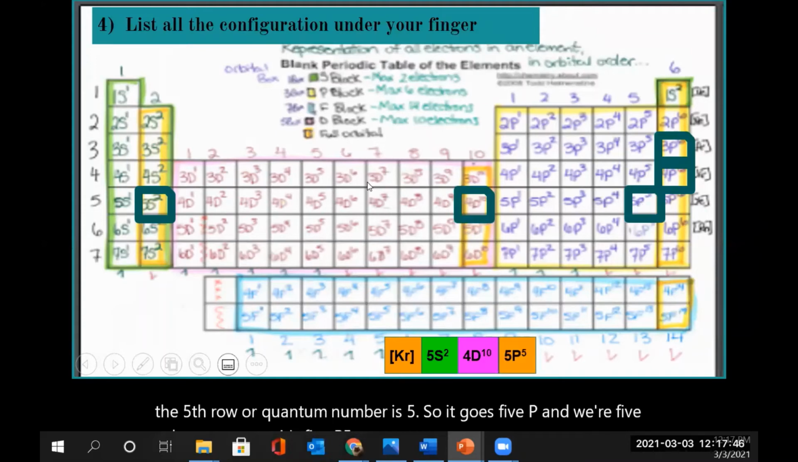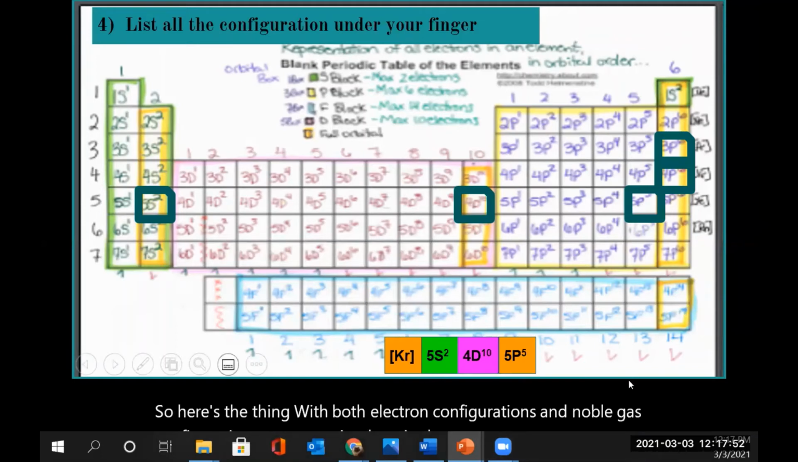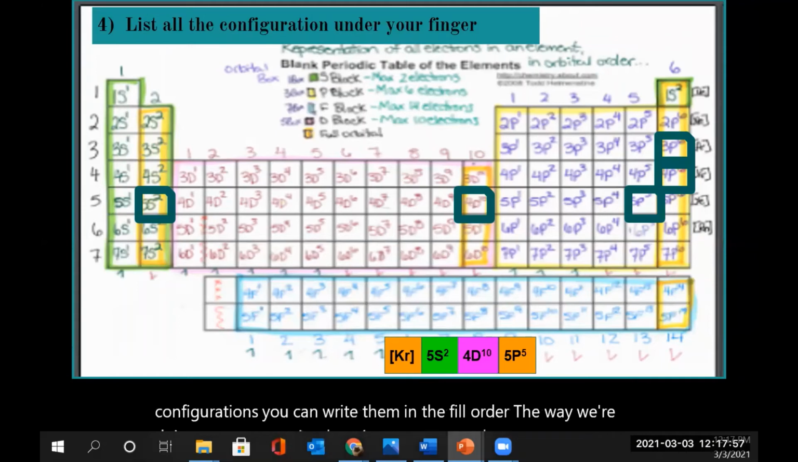Here's the thing with both electron configurations and noble gas configurations. You can write them in the fill order, the way we're doing, or you can write them in quantum number order, which would put the 4d before the 5s. Both are acceptable ways of writing them.